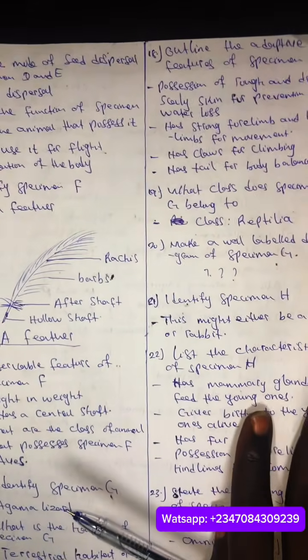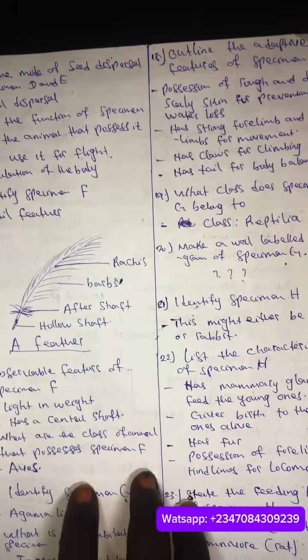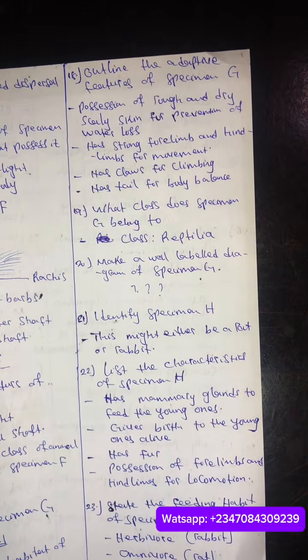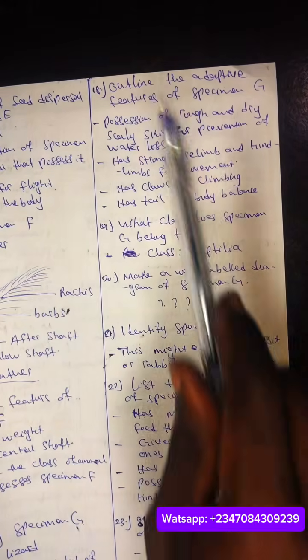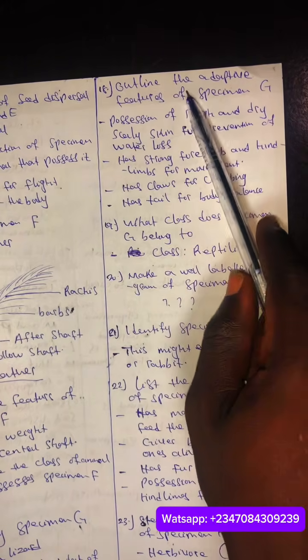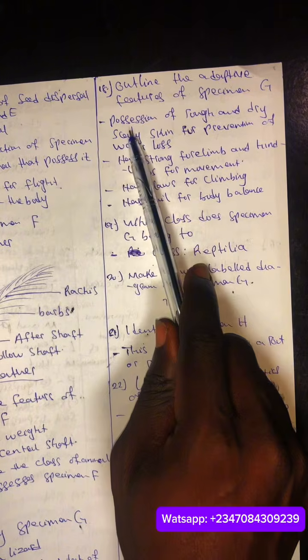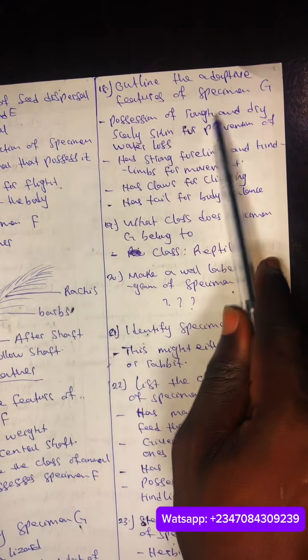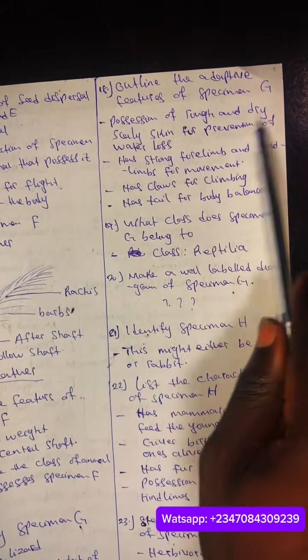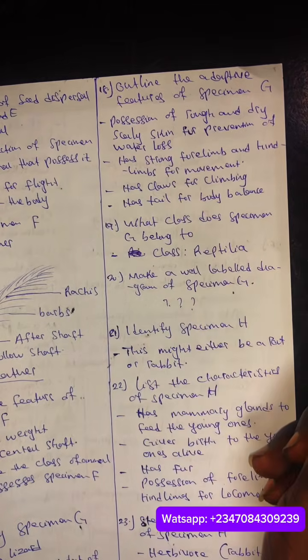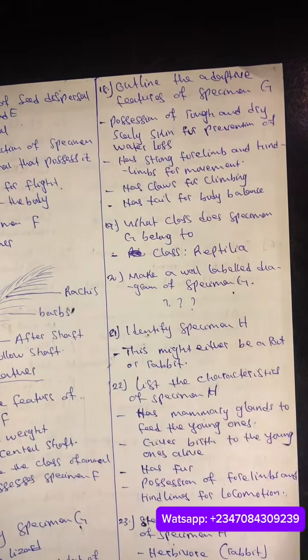Now let's check the next question. This one, that's question number 18. Outline the adaptive features of specimen G. The first one, possession of rough and dry scaly skin for prevention of water loss or dissipation. Prevention of water loss, simple English.